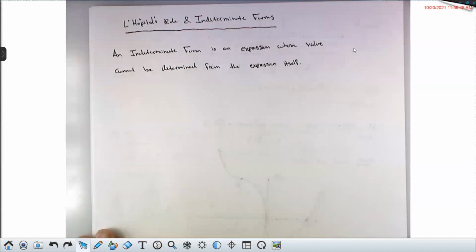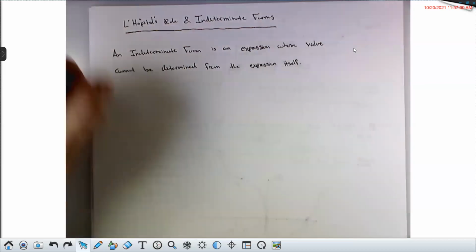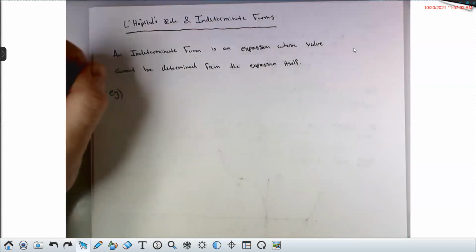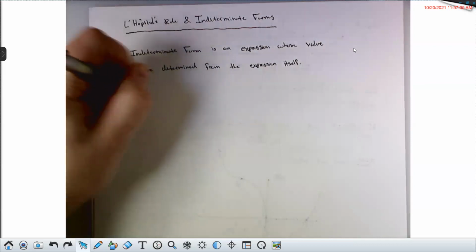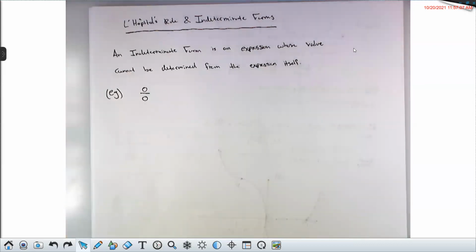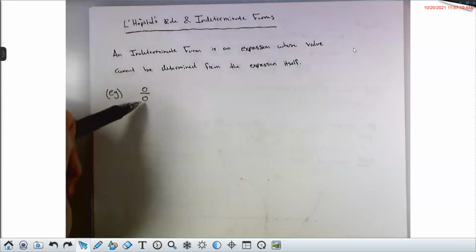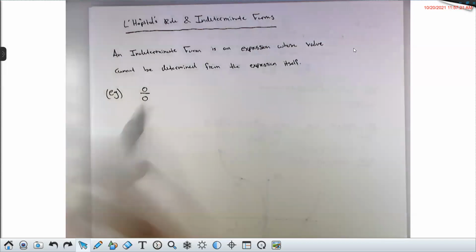Right? So if I give you 4 over 3, that's not an indeterminate form. You know what that is. It's 1 1/3 or 1.33333. But if I give you 0 over 0, this is an indeterminate form. You cannot tell me what 0 over 0 is equal to. It's undefined. It doesn't have a prescribed value. The value of the expression 0 over 0 cannot be determined from the expression itself.